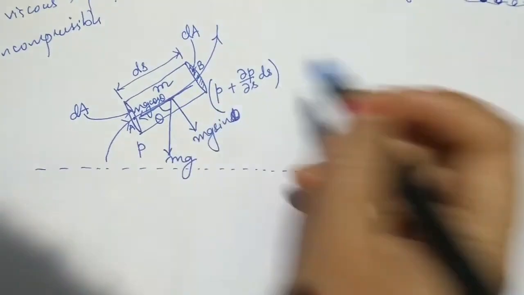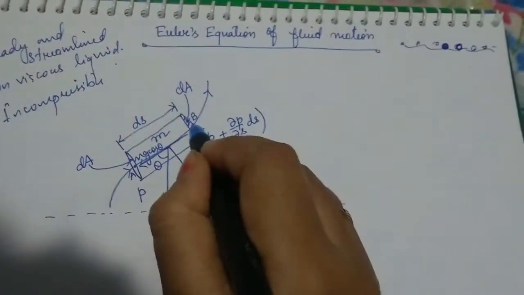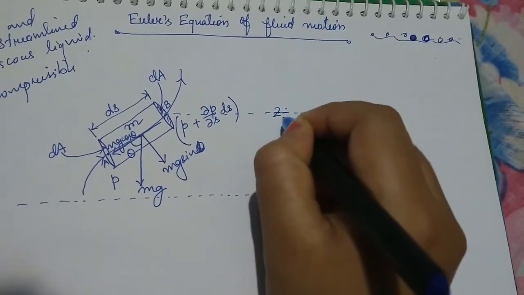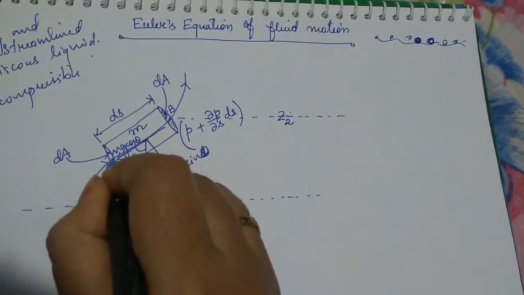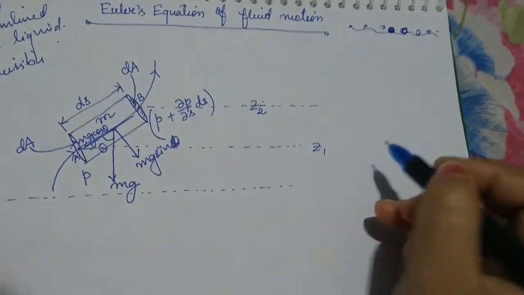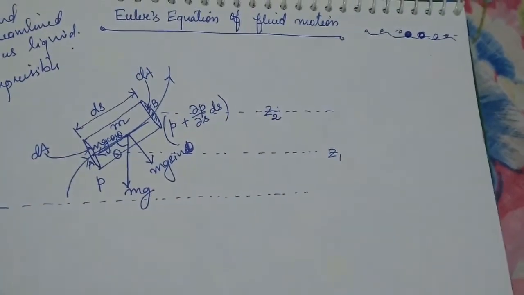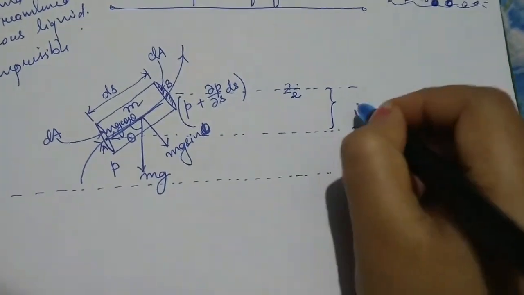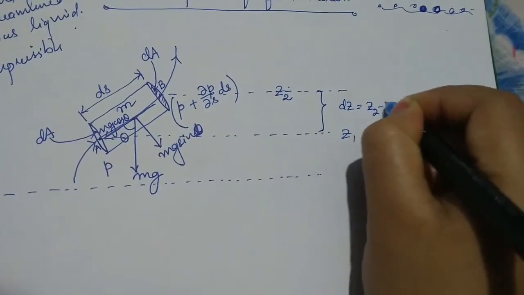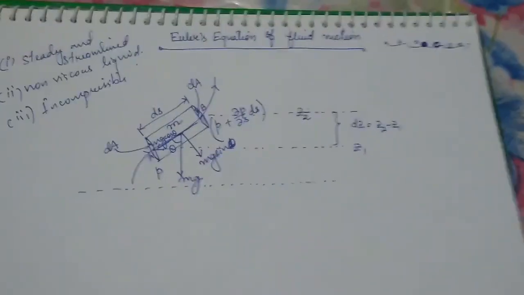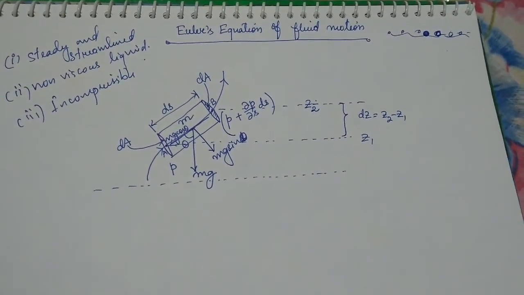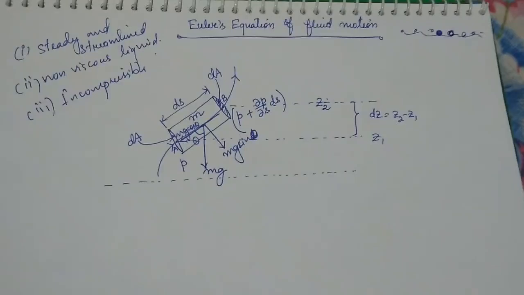So this is B, and this is at height, say Z2, and this is A. Suppose that this is at a height Z1. So what I will consider, that the distance, this gap, this is called dz, that is nothing but Z2 minus Z1. All right, so this note I have already provided, so you can check for it and then you can go through this particular derivation.